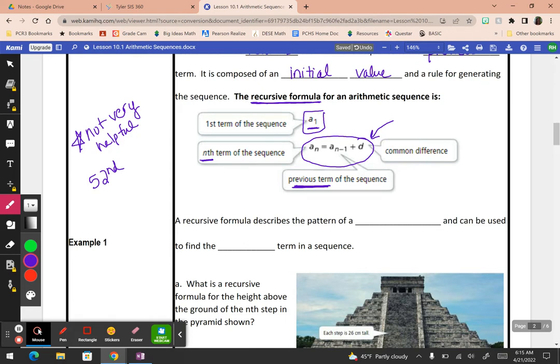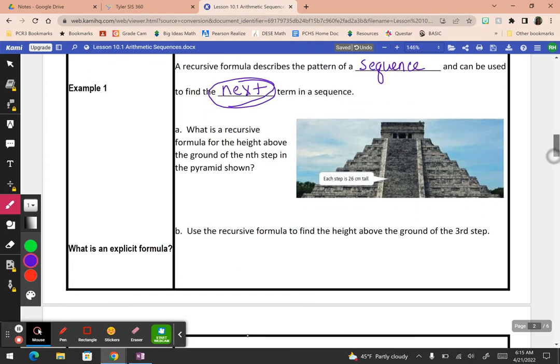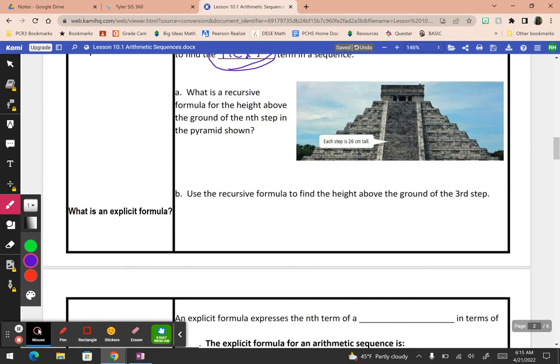So a recursive formula describes the pattern of a sequence and can be used to find the next term in a sequence. Just the next one. All right. And you're going to see what it looks like here as we get this next problem.